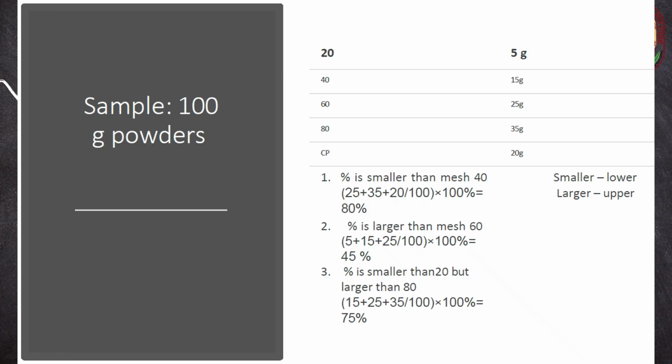That gives 45%. And lastly, percent smaller than 20 but larger than 80. That's 15 plus 25 plus 35 or 75%. The rule is simple. Smaller mesh number, larger openings; larger mesh number, smaller openings. So this table helps us visualize the particle size distribution, giving us a clear idea of how uniform our powder is for formulation or blending.